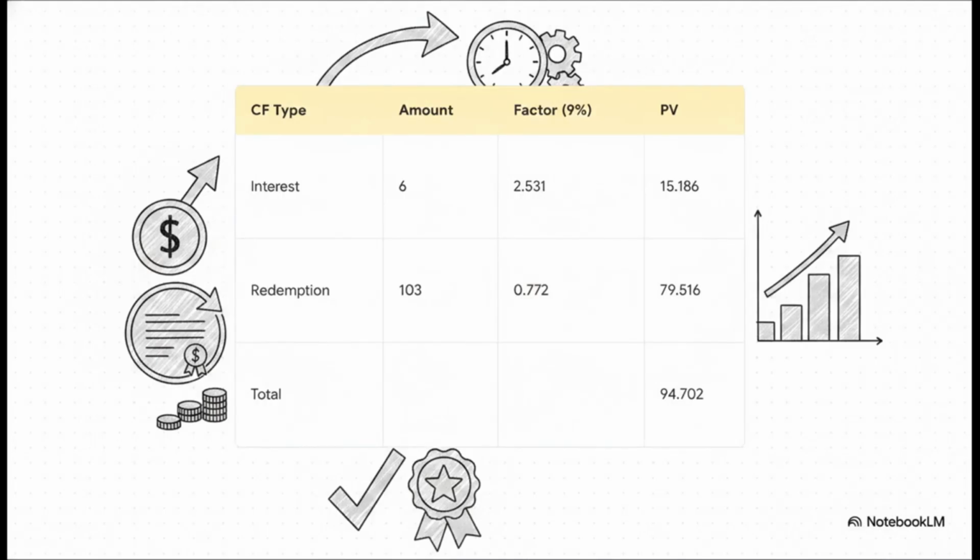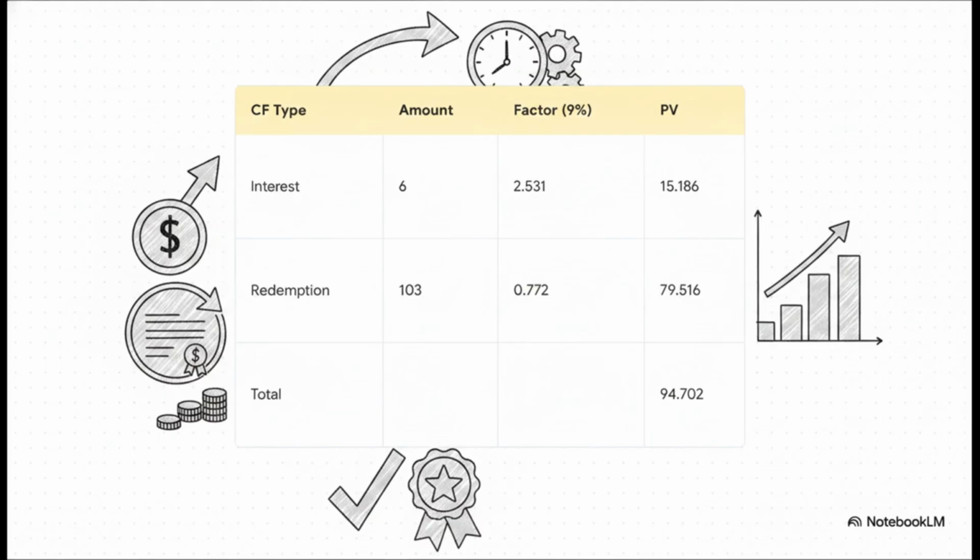We take that $6 annual interest and multiply it by the 3-year annuity factor at 9%, giving us a present value of roughly 15.186. Next, we take that $103 final redemption chunk and multiply it by the year 3 single discount factor of 0.772, giving us 79.516. When we add those together, we uncover that the true economic present value of the standalone debt component is exactly $94.702 million.